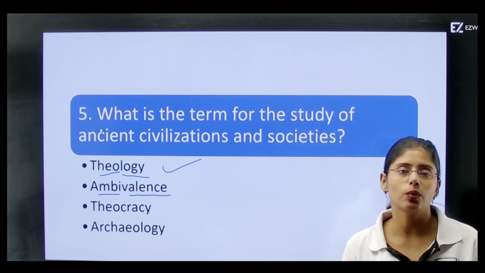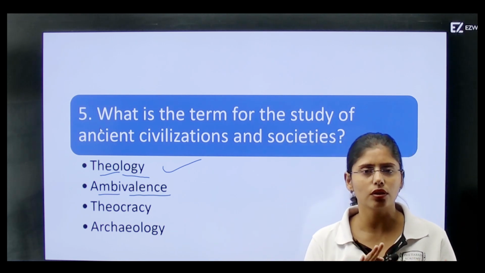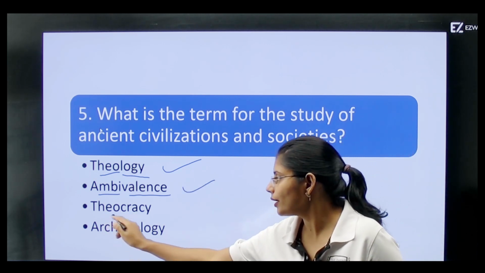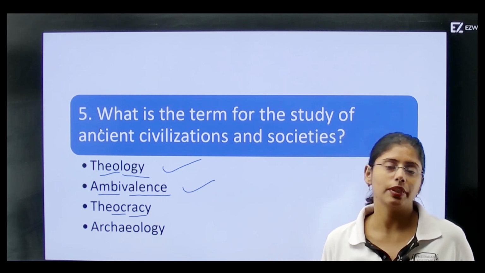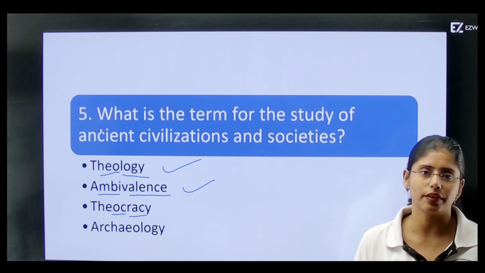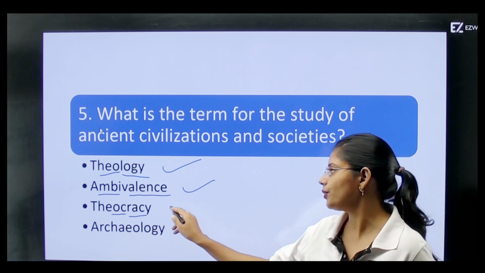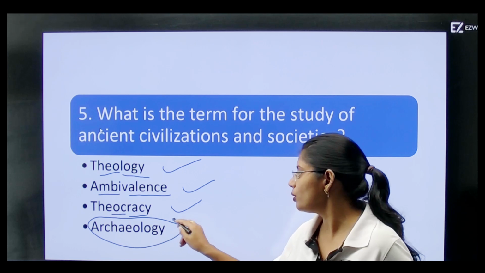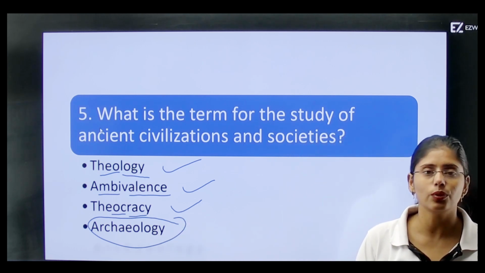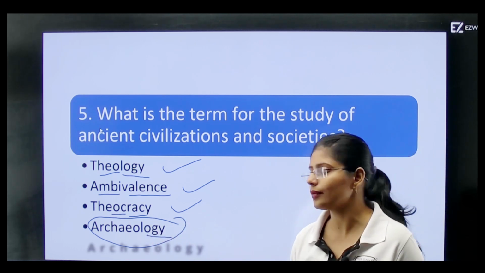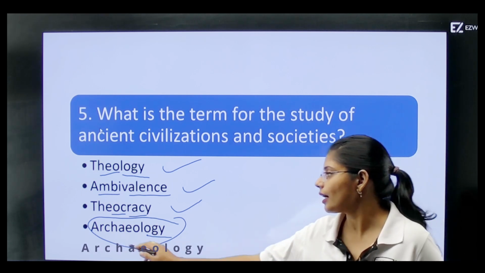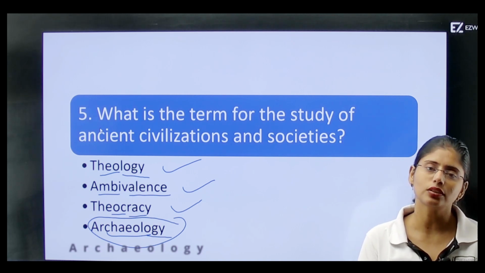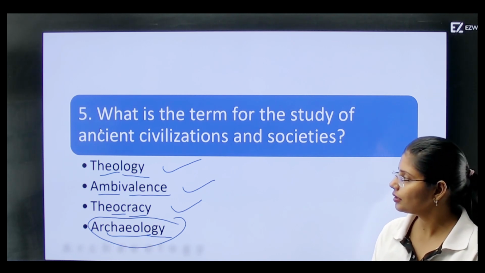Ambivalent means the one who has a kind of mixed feeling, good or bad, at the same time. That is ambivalence. Theocracy: theo means God, cracy means rule. It means the government which is related to religious powers. But the last one is archaeology. We already know the root word logy means to study. So archaeology is the study of ancient civilization and societies. That should be the answer to the fifth question.